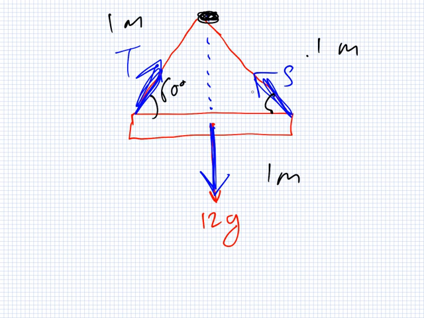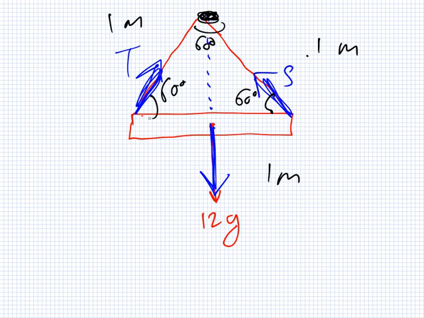60, 60, 60. What is the English name of this special triangle? You will do that with Roland very soon. But it's called equilateral. Equilateral.